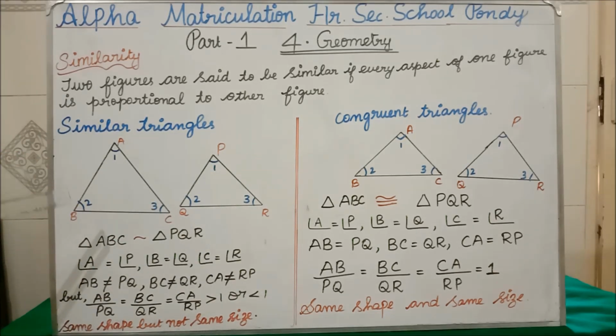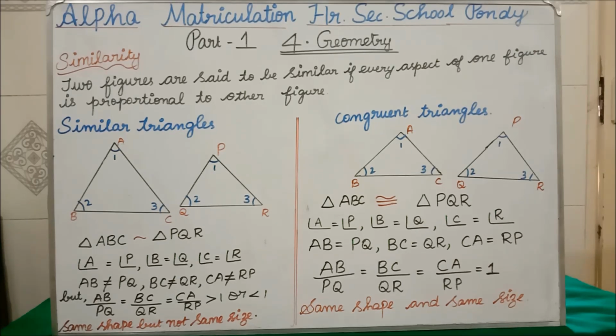Isn't it? This is somewhat bigger, then this is somewhat small. So the size is not same. But the shape is what? Both are having what shape? Triangle shape. So similar triangles means same shape but not same size. Clear? Okay. What are the conditions?